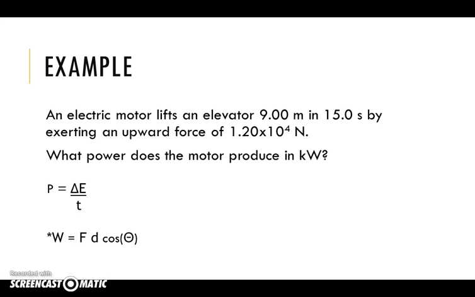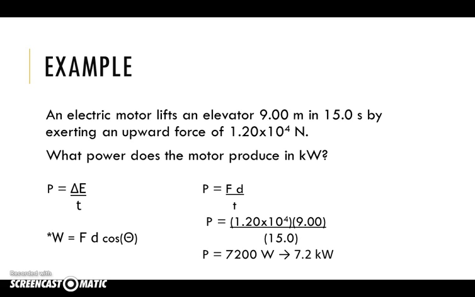But if you remember, we just did work. Work is equal to FD cosine theta. So all we have to do is substitute in FD for our change in energy. So P equals FD over T. And if you plug all of those numbers in like you see here, please make sure you use parentheses. That's going to be very important, just like it has been for the entire semester. You should get roughly 7,200 watts, but I asked you what it was in kilowatts. So when you move your decimal 3 places to the left, you get 7.2 kilowatts.